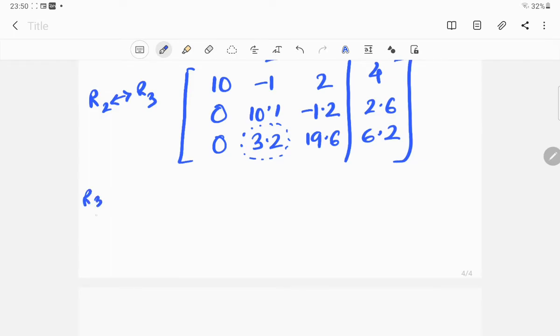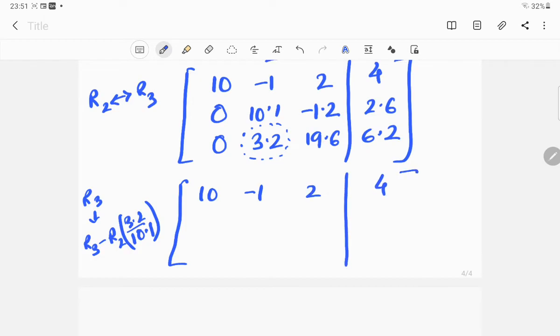So R3 is equal to R3 minus R2 into 3.2 divided by 10.1. Can we do something like that? Okay, then what will happen, you see? R1 remains the same, nobody is touching it. R2 is also remaining the same, nobody is touching it.